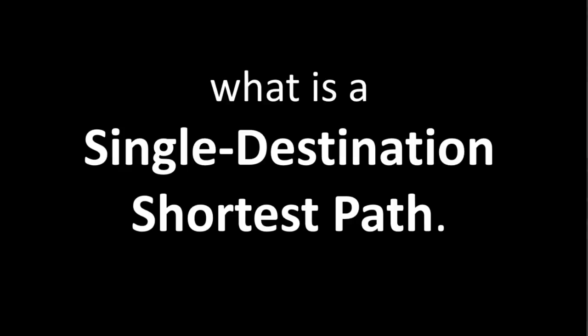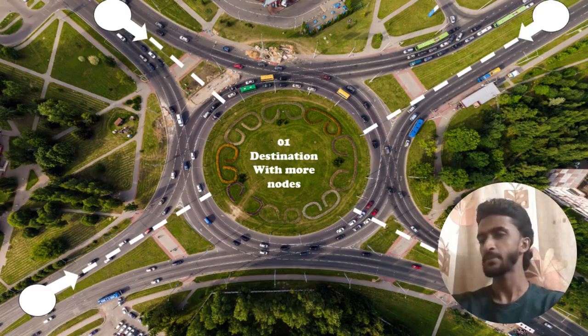Now let us understand what the single destination shortest path is. Single destination means there is only one destination. We want to find the shortest path from all other nodes to this one destination.